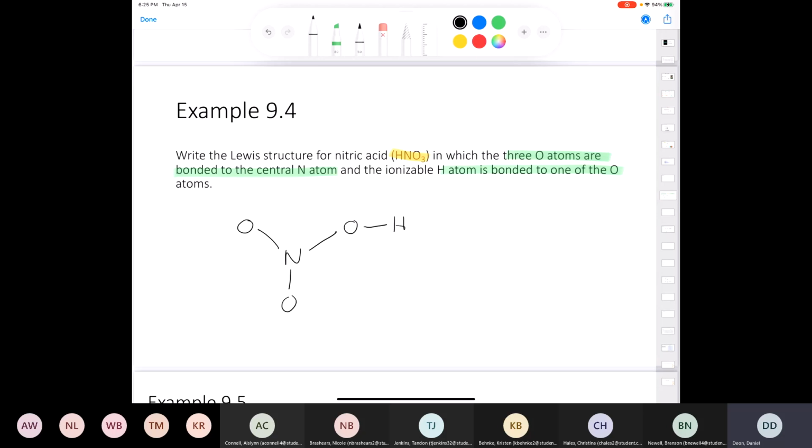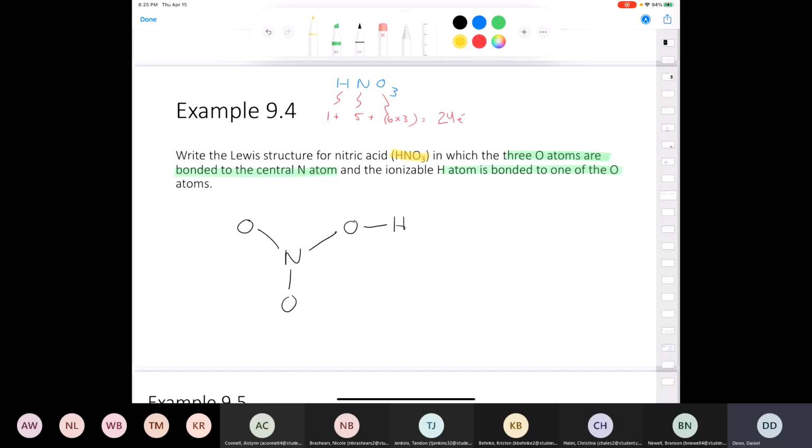Now, am I always going to give you these kinds of juicy clues? I would say no, not all the time. But when you're starting, there's nothing wrong with having a clue or a little help to get you started. So let's figure out how many valence electrons we have in nitric acid. Hydrogen has 1, nitrogen has 5, oxygen has 6. There's 3 oxygens. So that means 6 times 3, plus 6, we've got a total of 24 valence electrons.